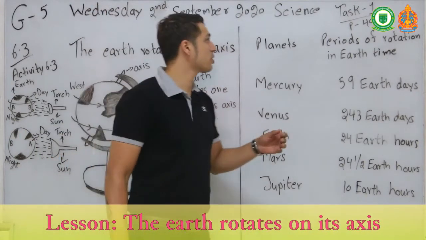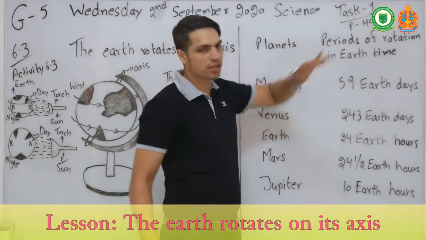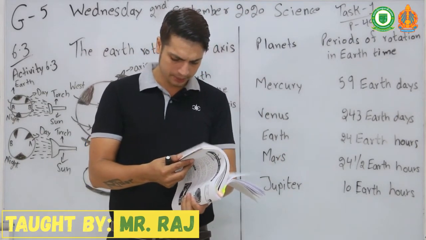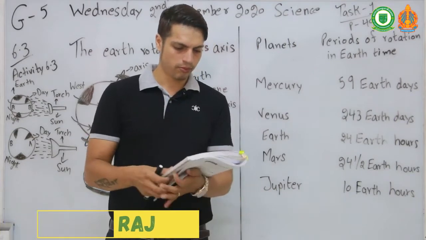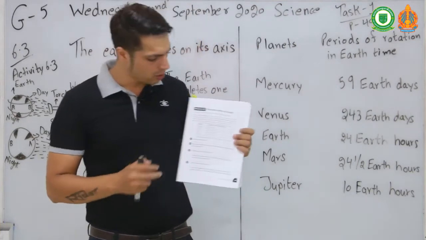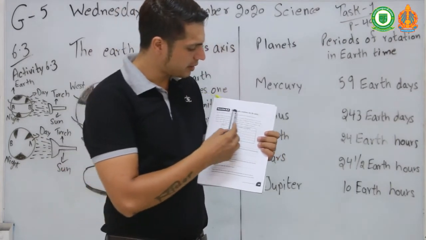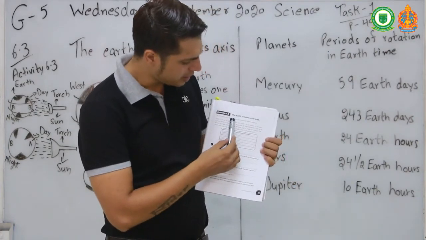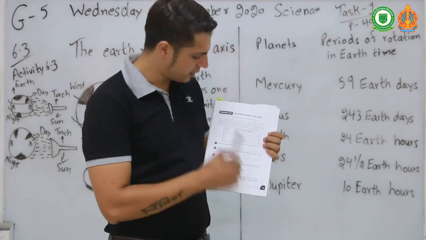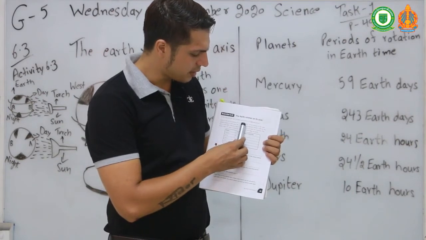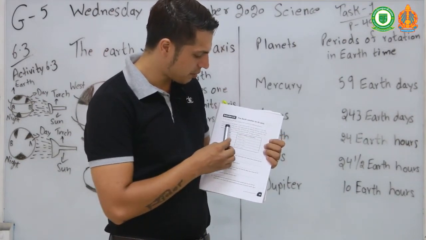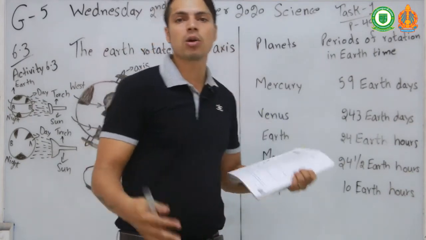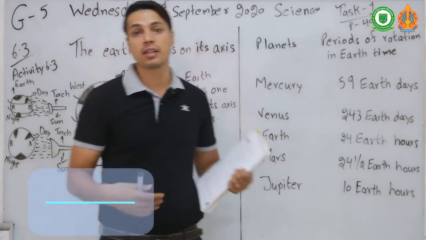So now coming on to your task 1. Your task 1 is on page number 49, part 2 of your book, exercise 6.3. In this exercise you will compare the rotation of different planets. Earth is one of the planets in the solar system. All the planets rotate on their axis, but they rotate at different speeds.